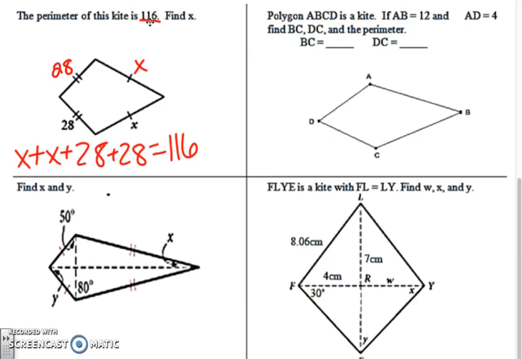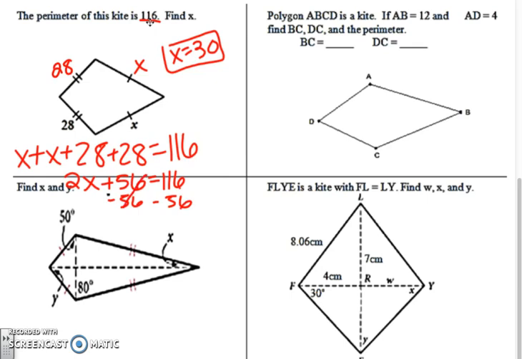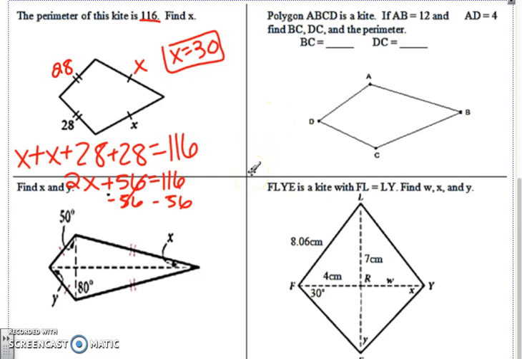Okay. So once you solve for that, you should get X equals 30 because you're just going to combine like terms and solve that one-step equation. Okay. All right, let's look at this. Actually, I'm going to skip that. I'm going to have you guys try that one.